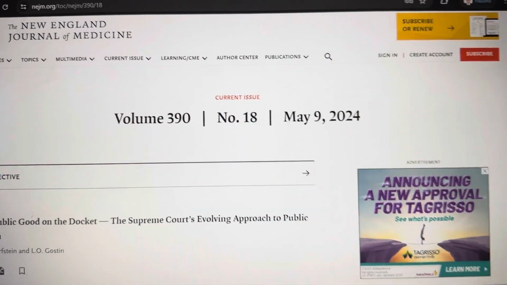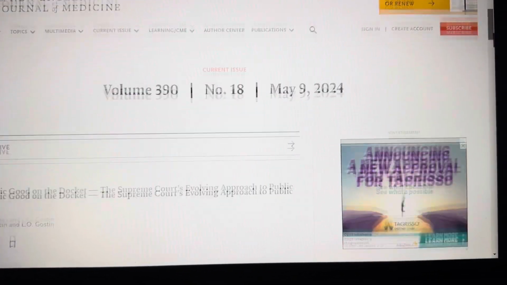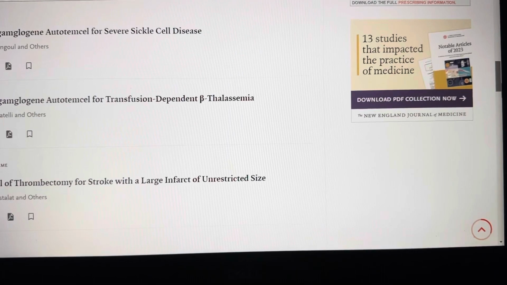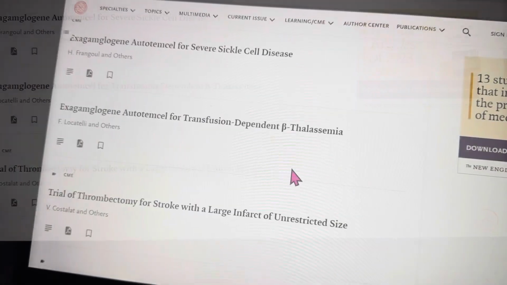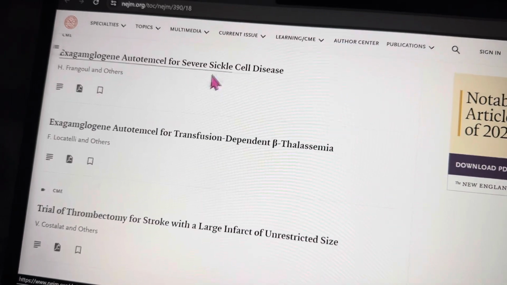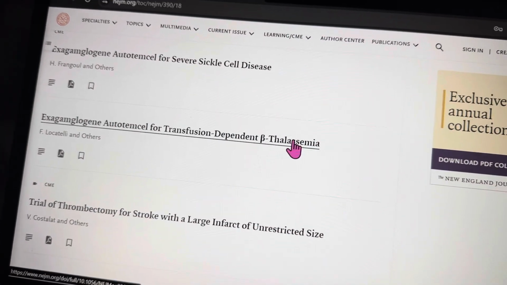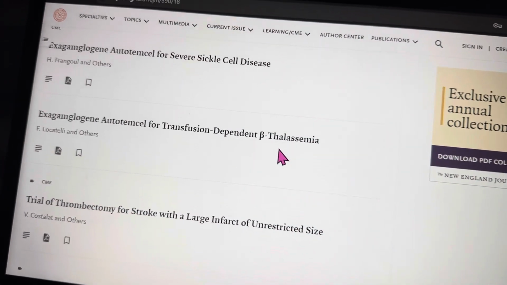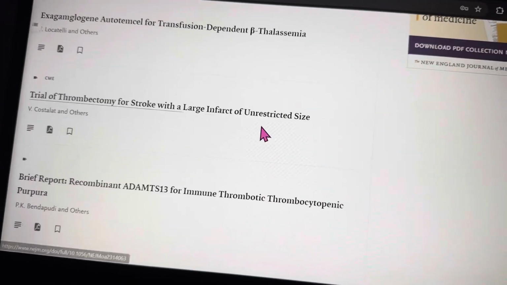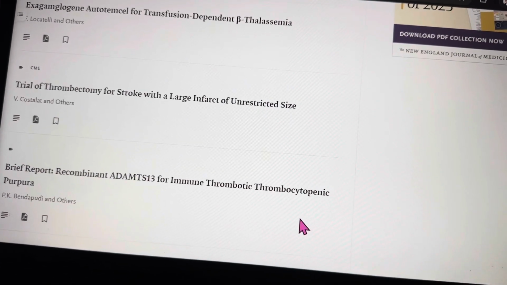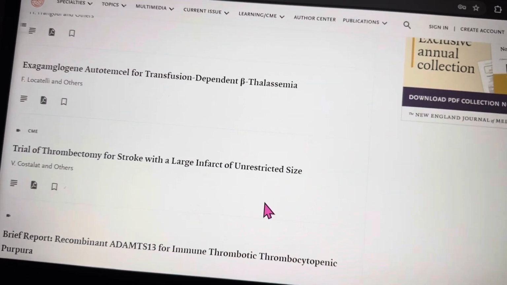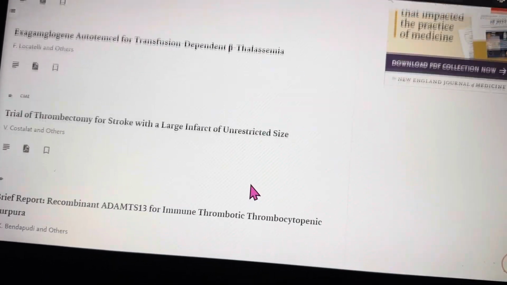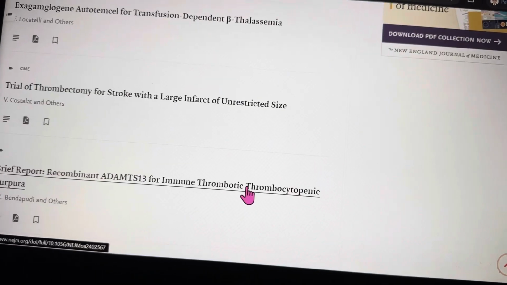In the current issue of the New England Journal of Medicine on May 9, 2024, there were 4 original articles, and out of the 4, 3 are from hematology. Two of the studies are for the cure of sickle cell disease and beta thalassemia respectively, and the third one is a new treatment modality for immune thrombotic thrombocytopenic purpura.